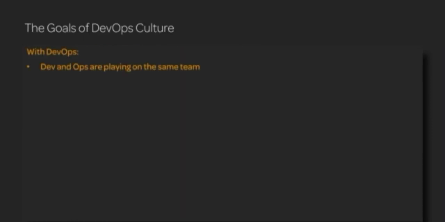So in a DevOps culture, development and operations are playing on the same team. You can almost picture it like a sports team. In a traditional culture, development and operations are on opposing teams. In order for one team to win, the other team has to lose. In order to have good speed of delivery, stability has to be compromised, or in order to maintain good stability, speed of delivery has to be compromised.